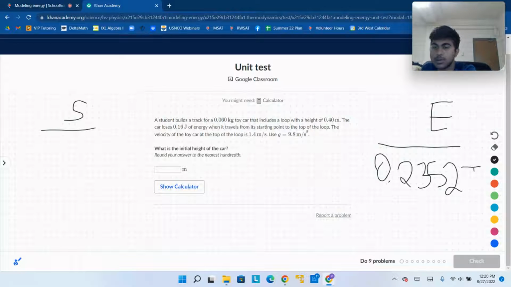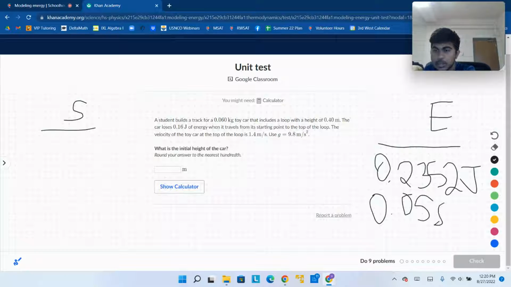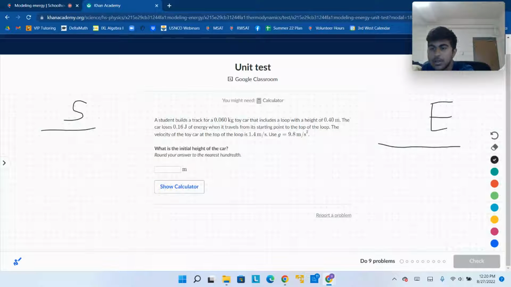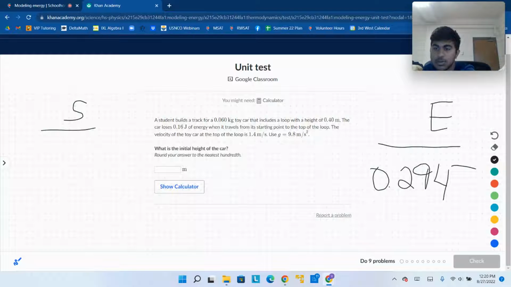which is going to be 0.2352 joules. And then the velocity of the car at the top of the loop is 1.4 meters per second. 1.4 squared times 0.5 times the mass 0.06 is 0.0588 joules. And then I add that up to get 0.294 joules. All right.